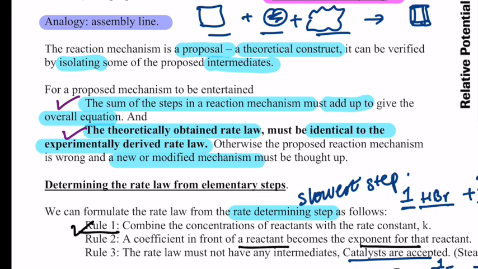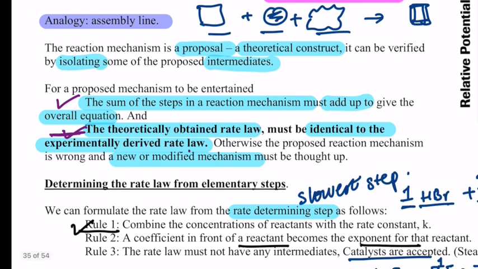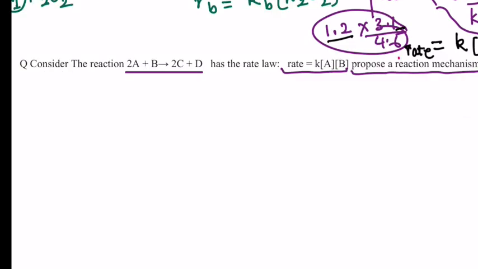So for a proposed reaction mechanism, the steps must add up to give the overall equation, and the theoretically obtained rate law must be identical to the experimentally derived rate law. So let's apply these two conditions to this situation. Instead of having a 3 molecular collision, let me stick to bimolecular collisions. So I can come up with any mechanism that meets those two conditions.